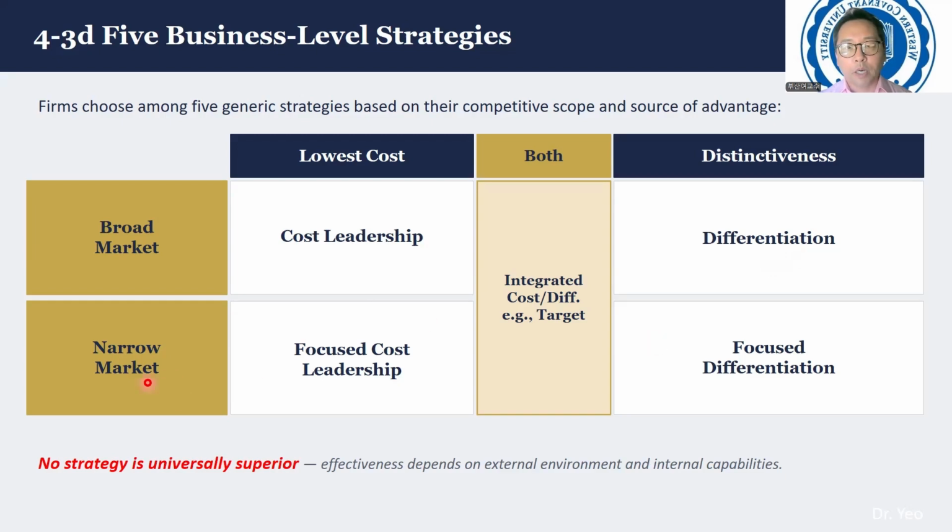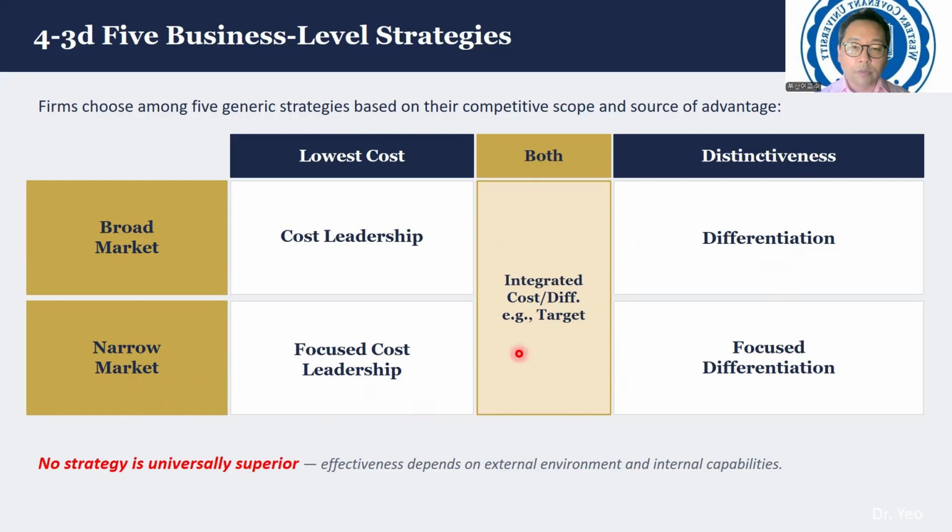Narrow market plus low cost is called focused cost leadership. A narrow market plus distinctiveness is called focused differentiation. And in the middle, it's called integrated cost leadership and differentiation. It's integrated, it's combined.